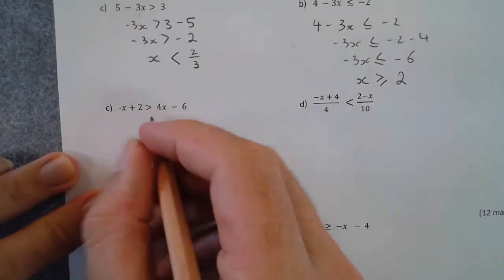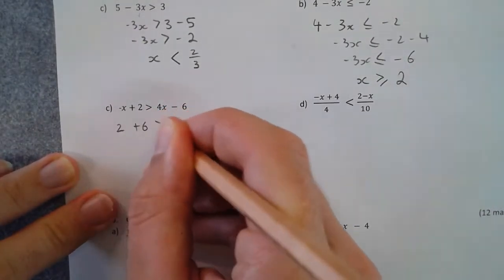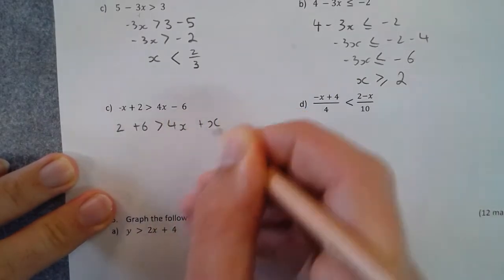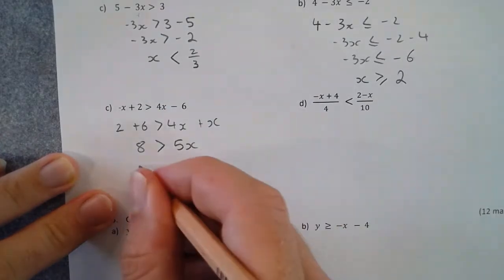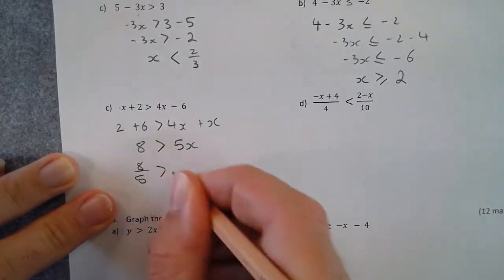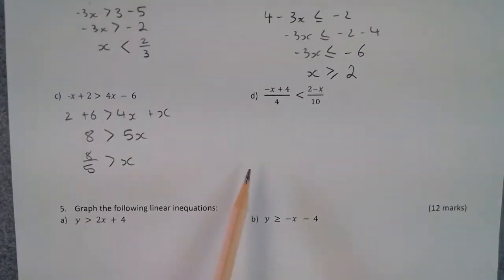So I'm actually going to look at where my biggest x is, and I'm going to leave that there and move this to plus x. So I get 8 is greater than 5x. Divide it, so 8 over 5 is bigger than x, or x is less than 8 over 5, or 1.6.